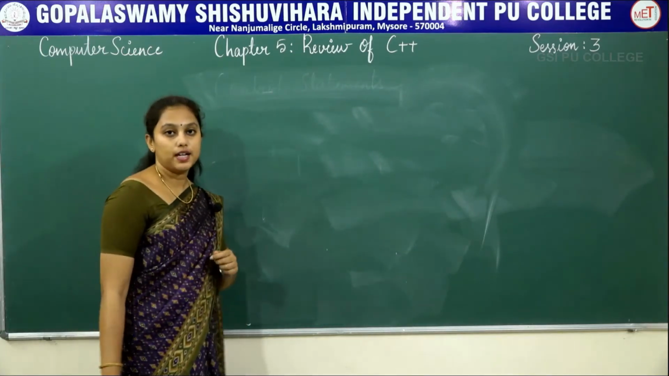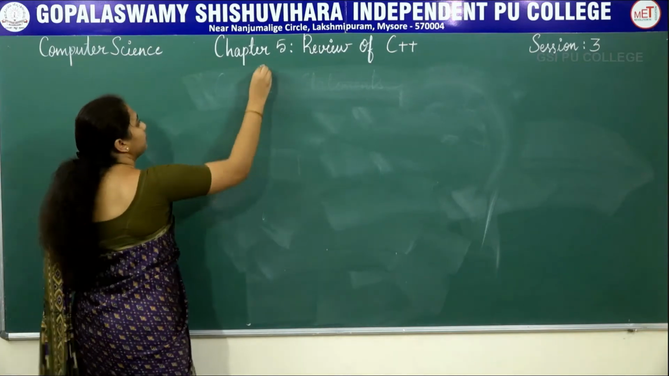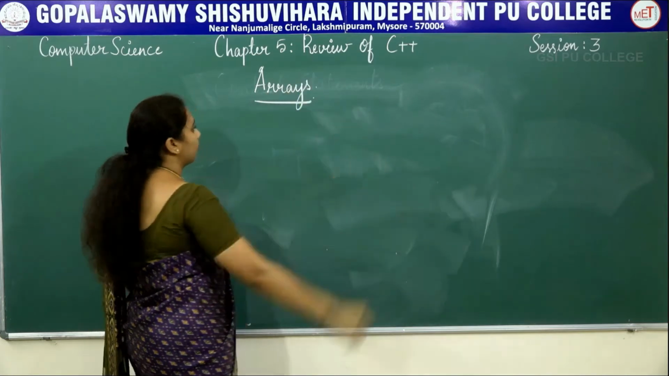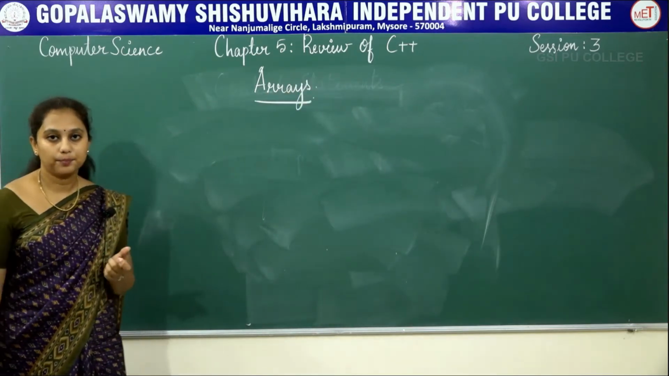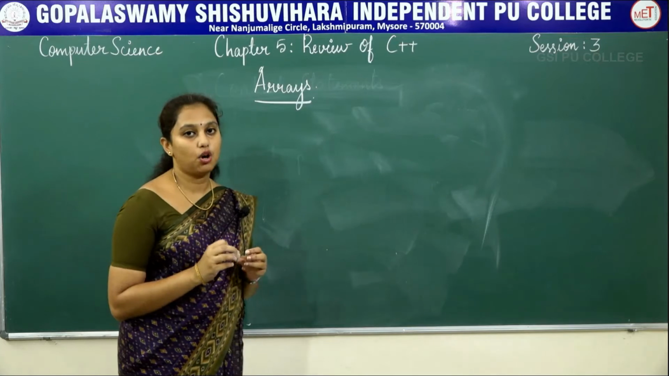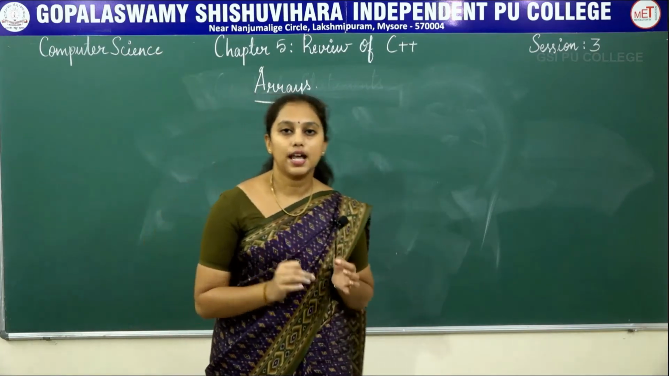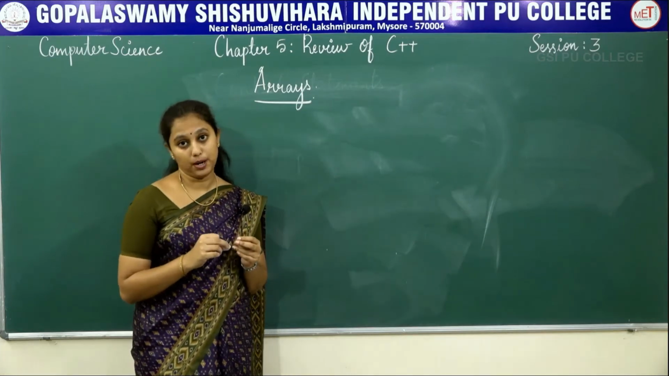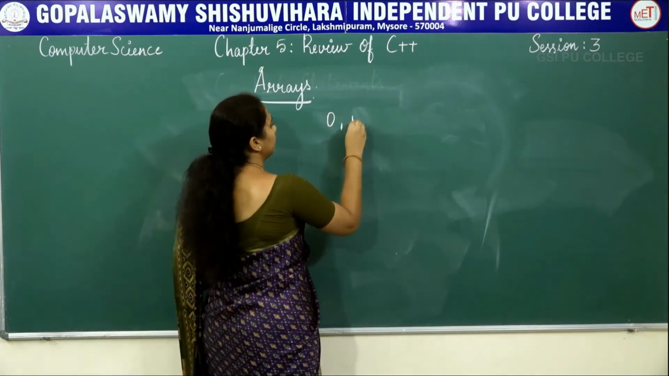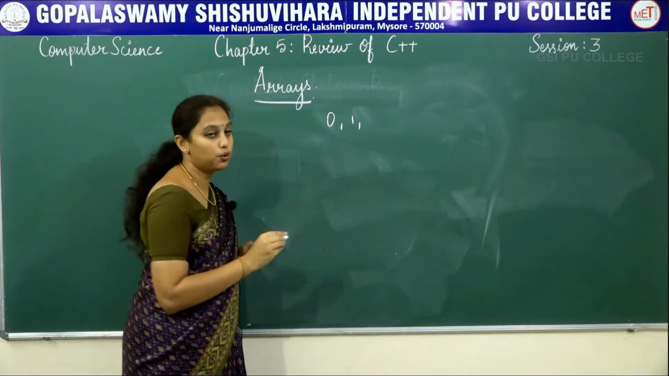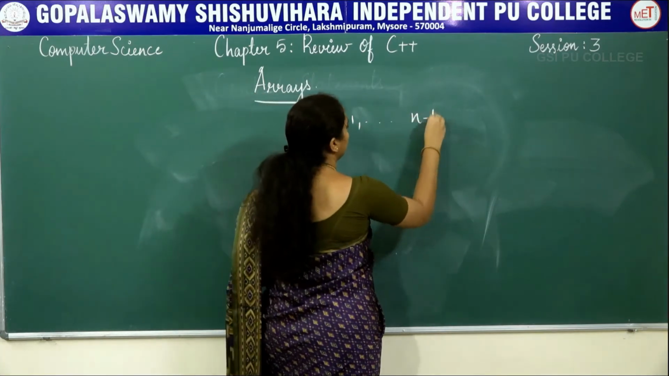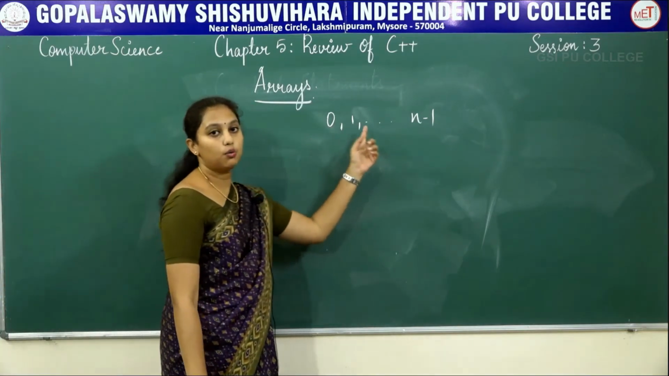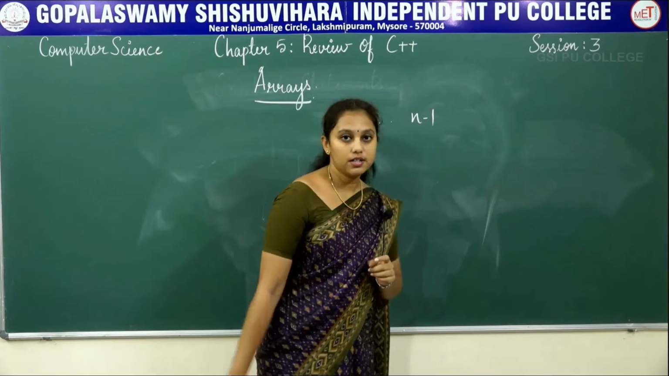And the next topic is arrays. What is an array? An array is a collection of elements having the same type. Here each element is numbered from 0, 1, 2 up to n minus 1.